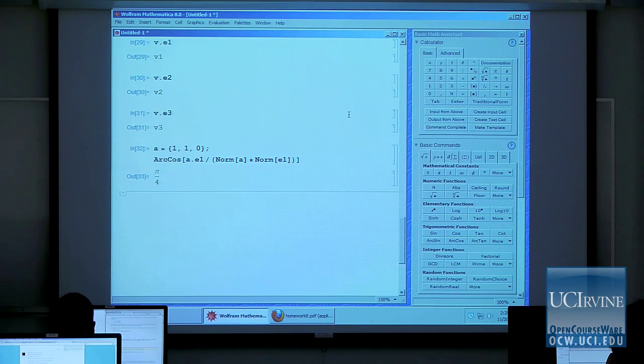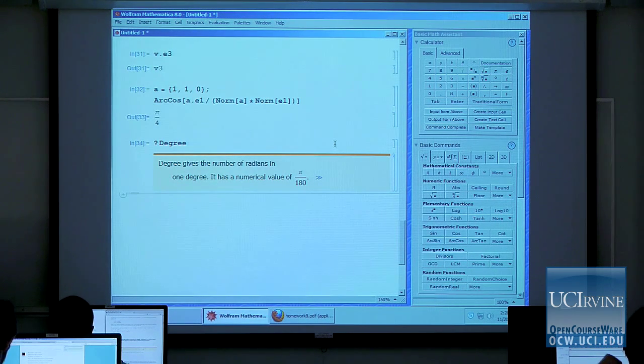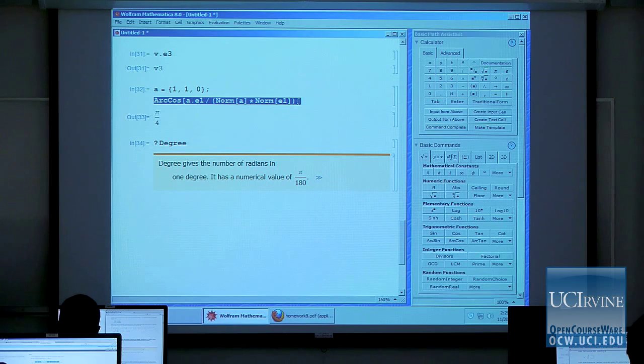What if we wanted to convert that to degrees? Well, it turns out there's a constant in Mathematica, predefined, that allows you to convert between radians and degrees. It's called Degree. So let's do question mark Degree. And what we see is that Degree is the number of radians in 1 degree. Okay? So if we want to convert from radians to degrees, we should divide the angle in radians by this constant. And if we want to convert from degrees back to radians, then we multiply by this constant. Okay? So let's go ahead and we'll mouse this in, put it down here, and then we'll divide by Degree.